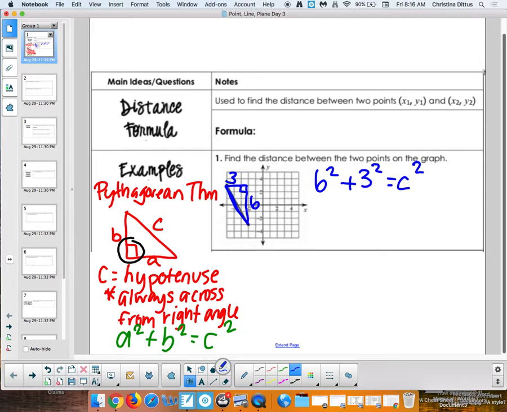Are we okay with the setup so far? Okay, 6 squared, tell me how much? 36. How about 3 squared? 9. Still don't know what C squared is. How about take 36 plus 9? 45.